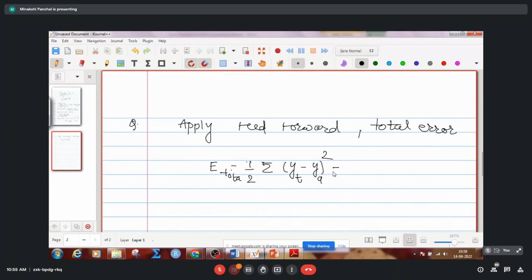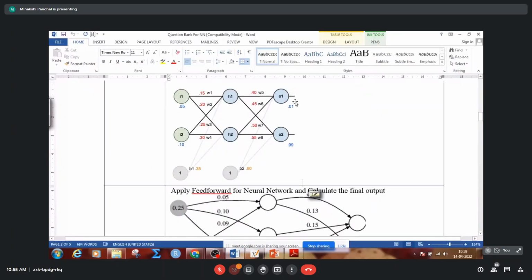So what will this be? This is equal to 1 by 2, minus y2 whole square. So how will I find the answer for this question? Whatever actual value has come here and whatever actual value has come here, you are taking the difference of the two values, the square of the differences, and adding them, dividing by 2 gives you the total error.